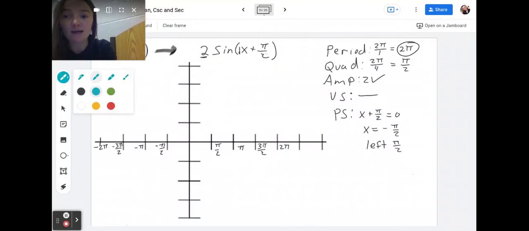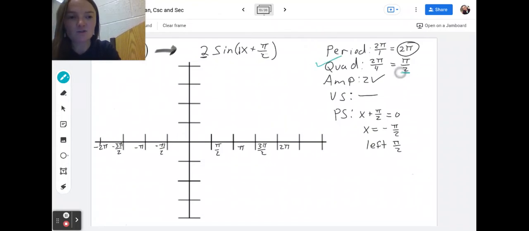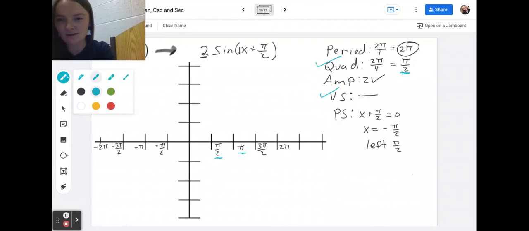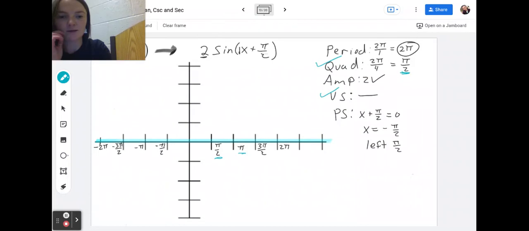So let's go through and check these things off. The most important thing I need to do is the quadrant. The quadrant is going to tell me how I should scale, so that's already done. And if you haven't done that, go ahead and do that. Next is the vertical shift. There is no vertical shift, so I'm just going to assume that the midline is going to be on the x-axis. So that one's done.